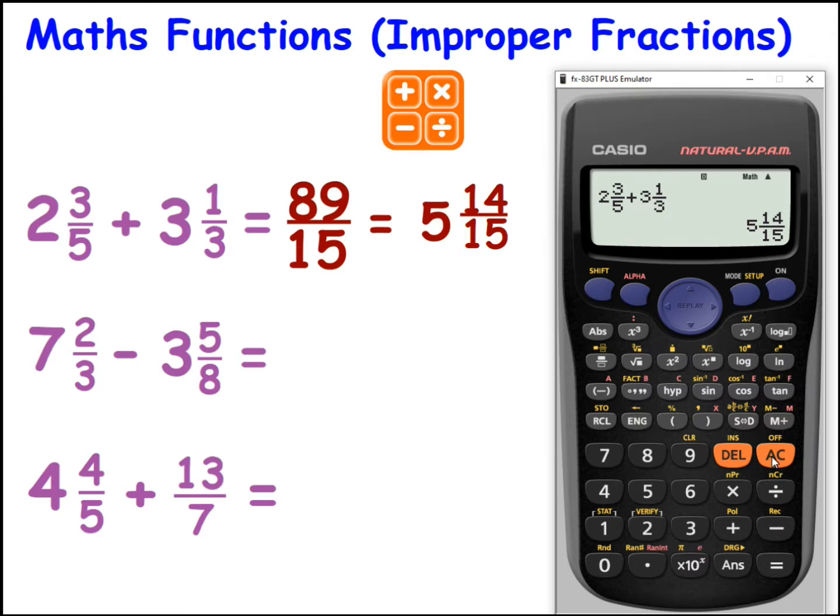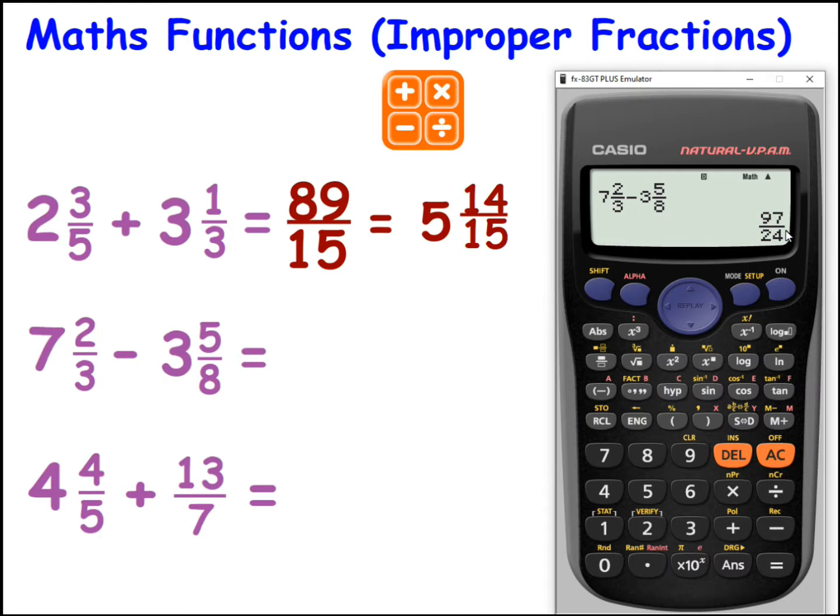Let's try the next one. Don't forget to pause if you want to have a go yourself. So we have the mixed number 7 and 2/3, so Shift, fraction button to get the correct format, 7 as the whole number, 2 as the numerator, 3 as the denominator. Put the rocker right and put in your subtract sign. We've got another mixed number, so Shift and the fraction button to get the mixed number format, 3 and 5/8. And then just press equals.